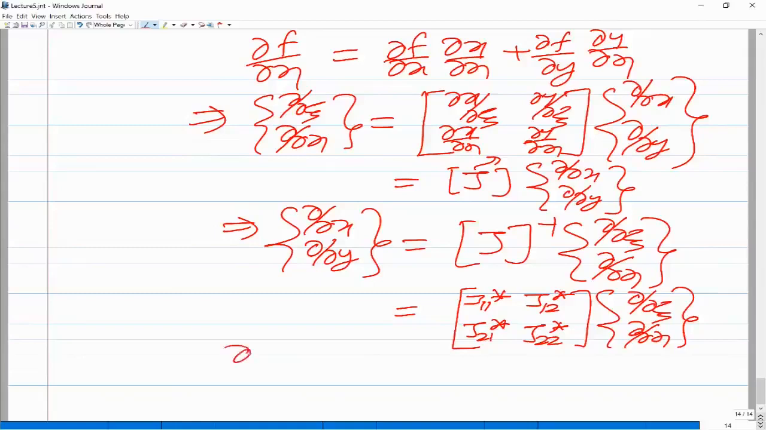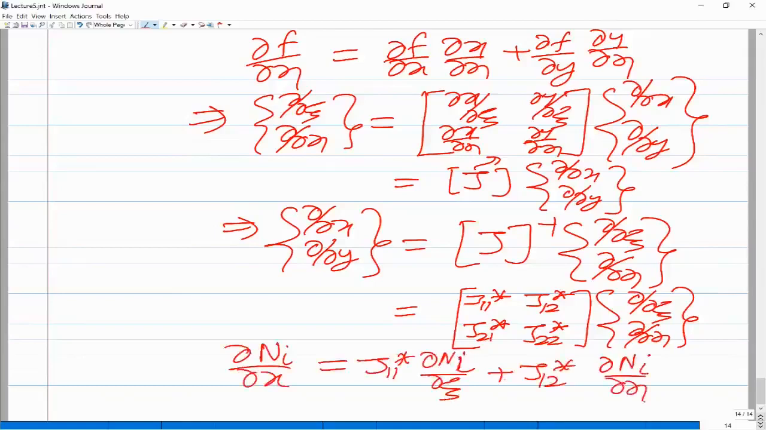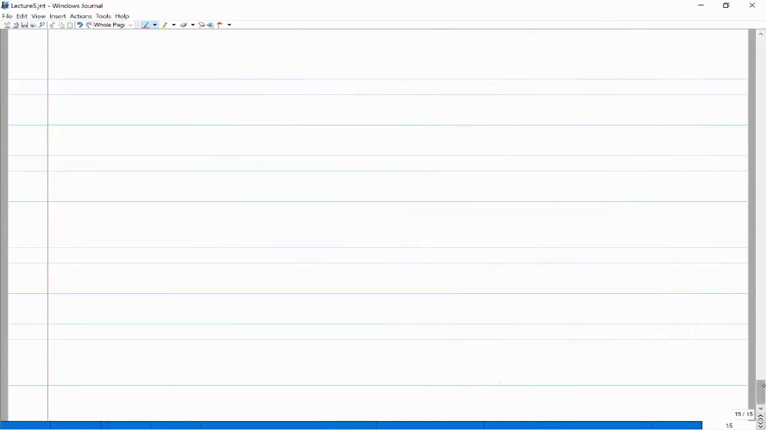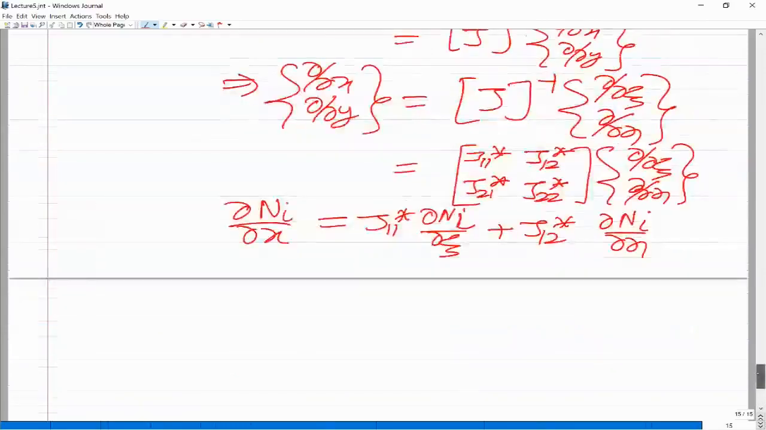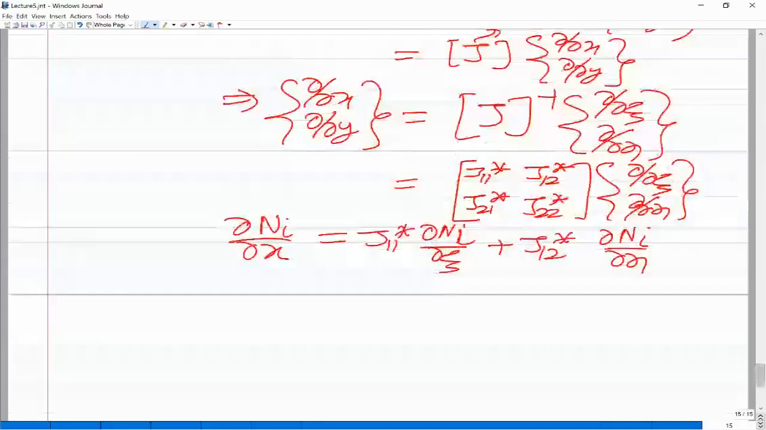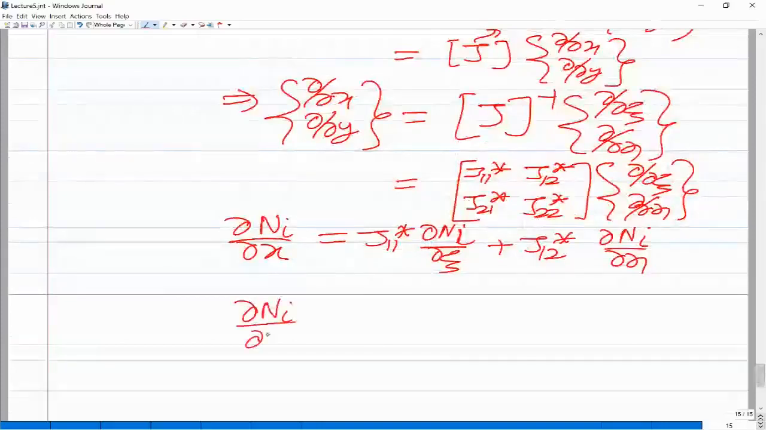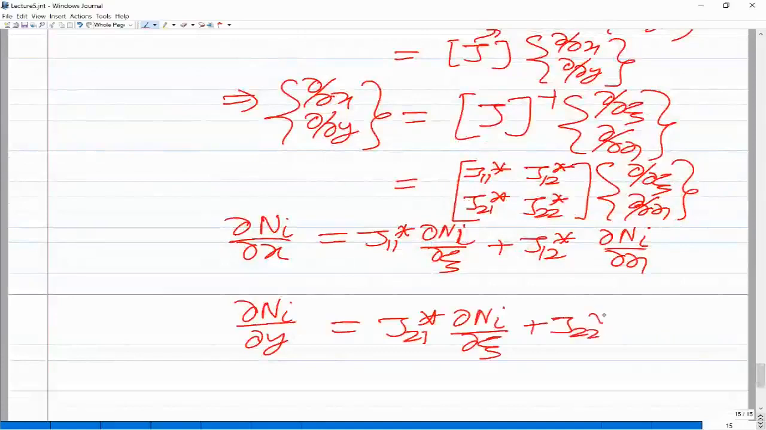So now if I write del Ni by del x, the derivative of the shape function, I can write that as J11 star into del Ni by del xi plus J12 star into del Ni by del eta. Since the shape functions are already expressed in terms of xi and eta, I have those expressions, and then I can get the derivatives with respect to x. Similarly, del Ni by del y is J21 star into del Ni by del xi plus J22 star into del Ni by del eta. So from these we will be able to get the derivatives of the shape functions with respect to x and y.